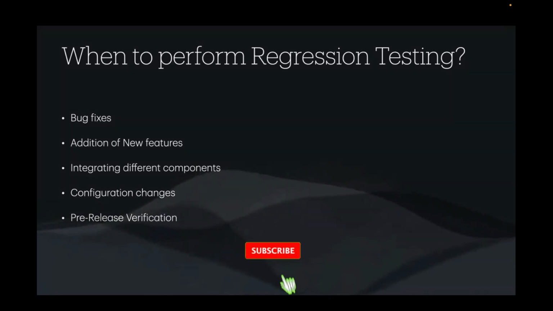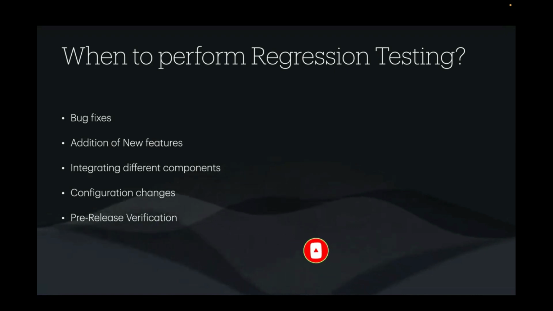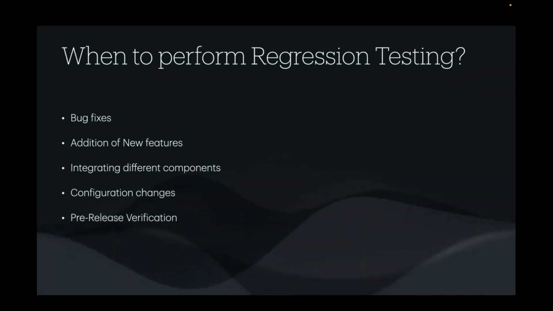When to perform regression testing? Bug fixes. When the bug found while testing is fixed, we need to run a round of regression testing to check that everything works fine. Newly added feature to the software. Like we just saw the example of forgot password link added to the login page, here we should perform regression testing to ensure that the existing feature of login is working as expected.